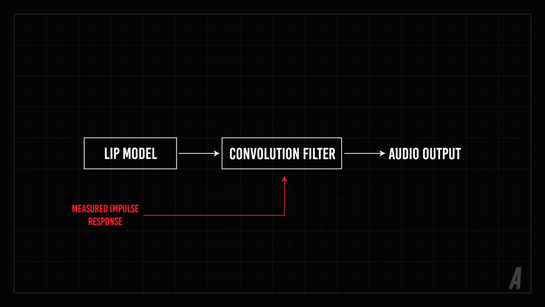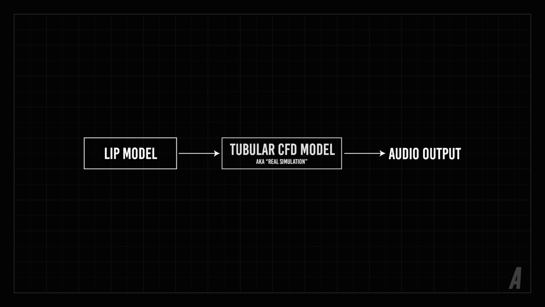In the paper, the trumpet itself is modeled using a convolution filter with a measured impulse response of a real trumpet. According to Reddit experts who criticized me for doing this exact same thing with the original engine simulator, this is not a real simulation, so we're going to be replacing this filter-based approximation with an entire CFD model of a trumpet using Engine Simulator's fluid simulation.